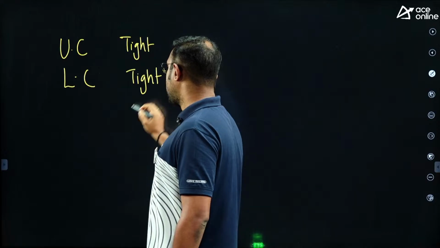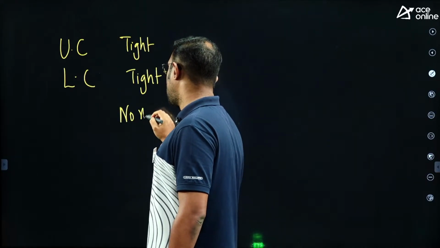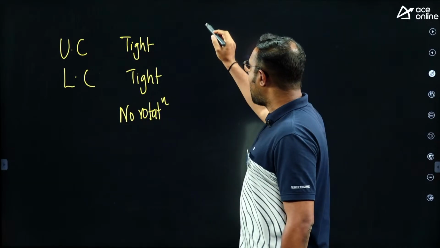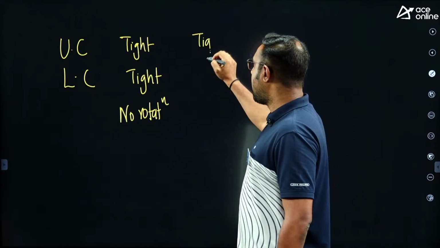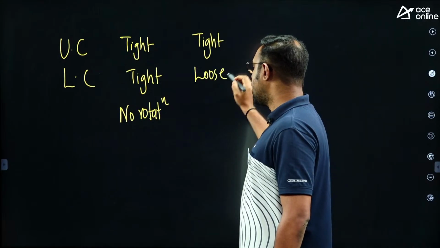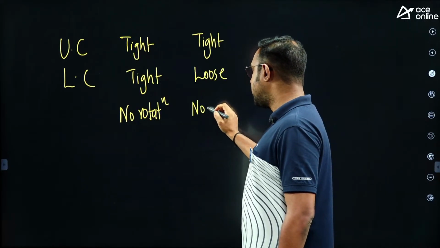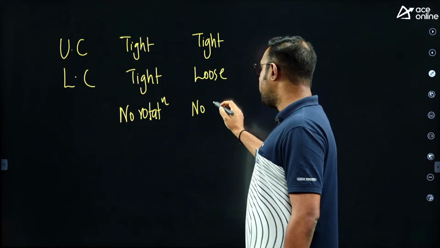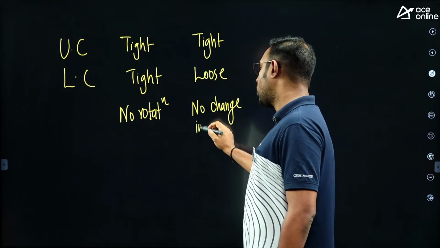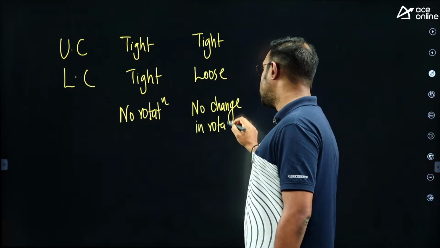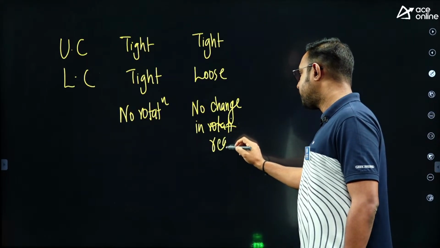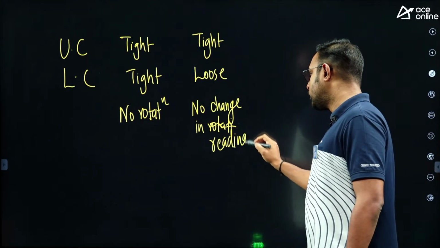No rotation, no rotation, no rotation. Okay? Yes. Now tell me, if the upper is tight and the lower is loose, what will happen? Rotation will be there, but no change in reading will be there. Rotation will be there without change in reading.